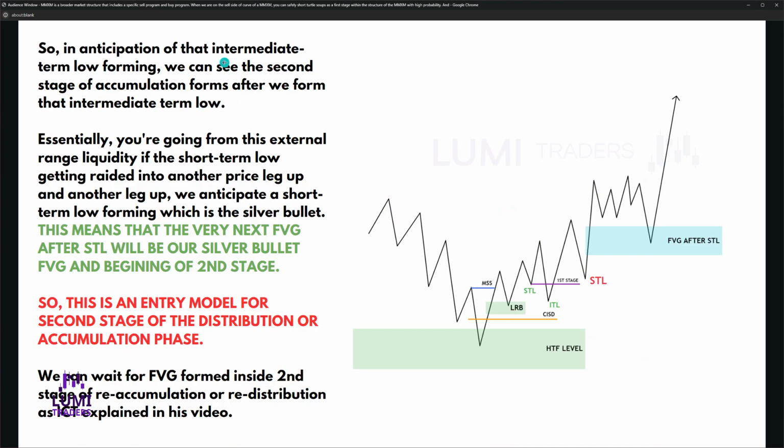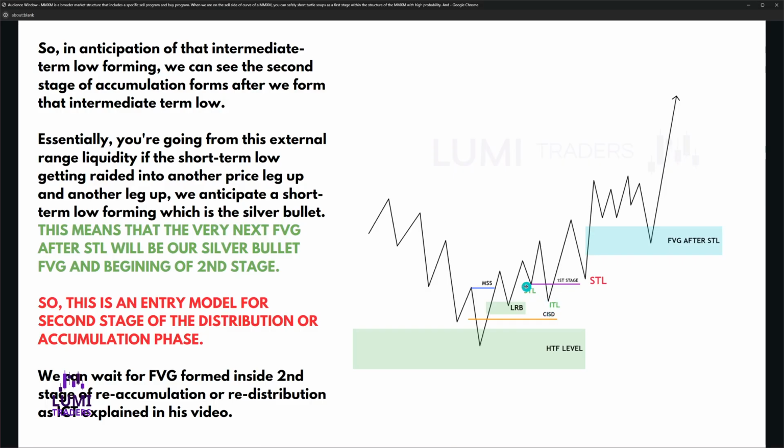So, in anticipation of that intermediate term low formation right here, we can see the second stage of accumulation forms after we run the intermediate term low. After we form the intermediate term low, we got short-term low, intermediate term low, short-term low right here. And as I said before, once it forms this short-term low on the right side, we are about to enter the second stage of accumulation right here. This means that the very first fair value gap after it formed the short-term low on the right side of the intermediate term low will be our silver bullet.